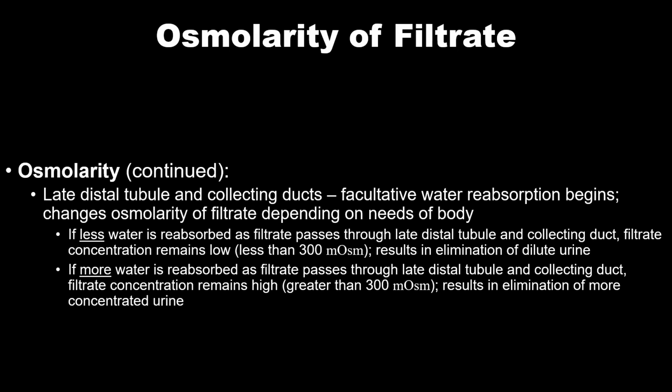However, if more water is reabsorbed, concentration of the filtrate increases as it passes through the late distal tubule, and so it's a more concentrated urine, meaning that it has a concentration of greater than 300 milliosmoles. And we're going to talk about the means by which both dilute urine and concentrated urine are produced here in just a second.